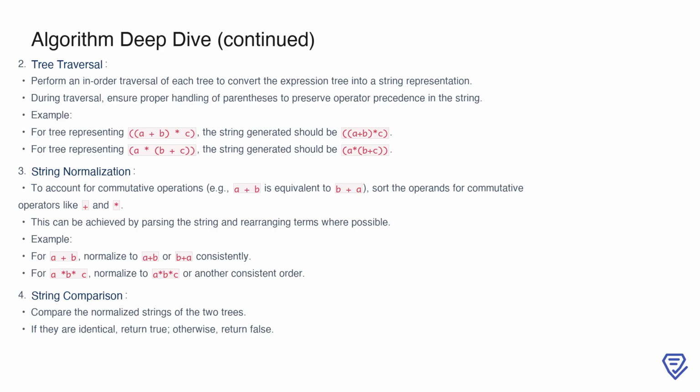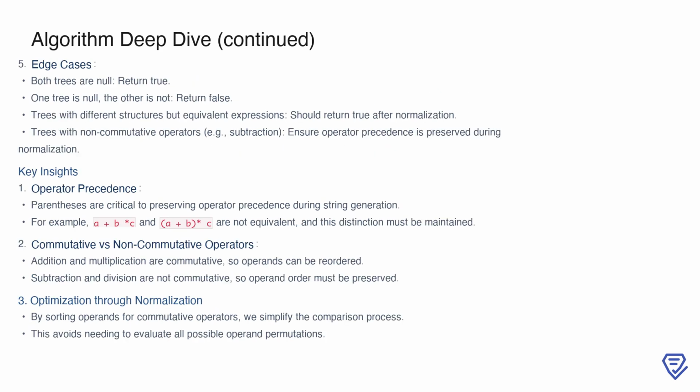Once these strings are obtained, we normalize them to account for commutative operators like addition and multiplication. This involves rearranging operands consistently, such as converting a plus b and b plus a into the same standardized form. By doing so, we ensure equivalent expressions will have identical normalized strings. After normalization, we compare the strings generated from both trees. If the strings are identical, the trees are equivalent, and we return true, otherwise, we return false.